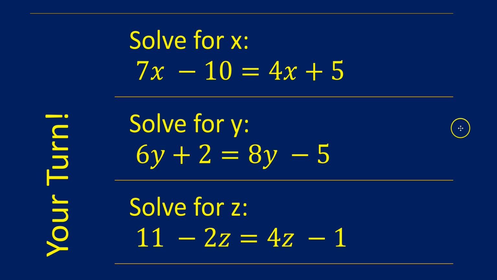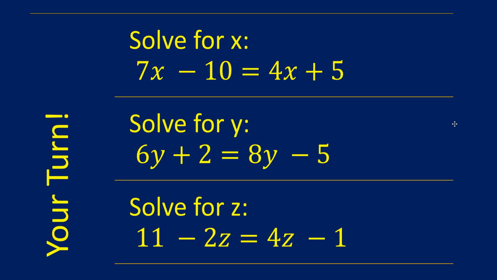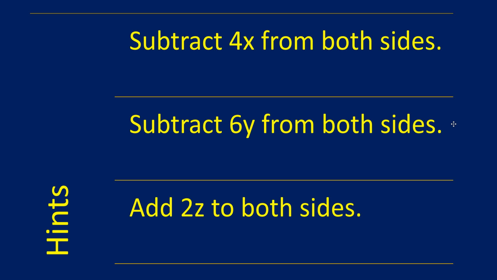Okay, so if you're still struggling, here are some hints for you. For the first one, take 4x from both sides. For the second equation, subtract 6y from both sides, and on the final one, if you add 2z to both sides, that will help you solve these equations. And then if you want to pause the video again and have another go, the following slide has some answers on.